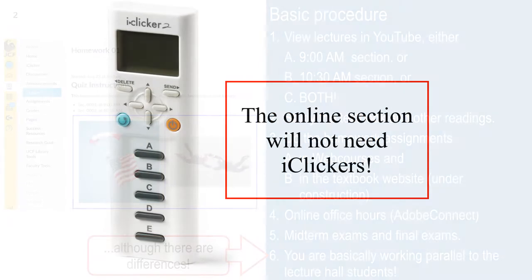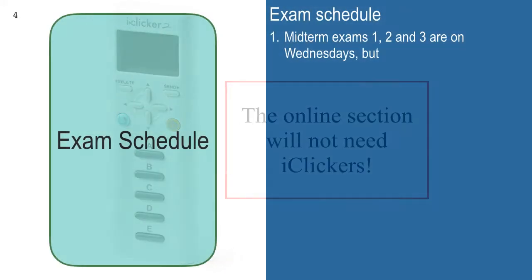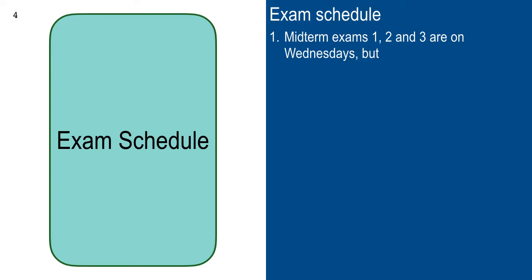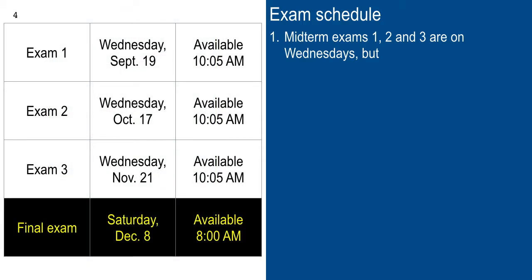For one thing, you don't need to get an iClicker, unless you have it for your other class, but not for this one. The exam schedule is a little bit different. Let's go through it. Your exams are going to be on Wednesdays. Here's the schedule. September 19th, October 17th, November 21st. Those are midterm exams. Finals on Saturday, December 8th. And that's a cumulative final.